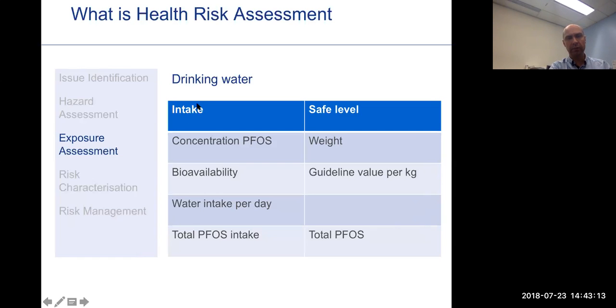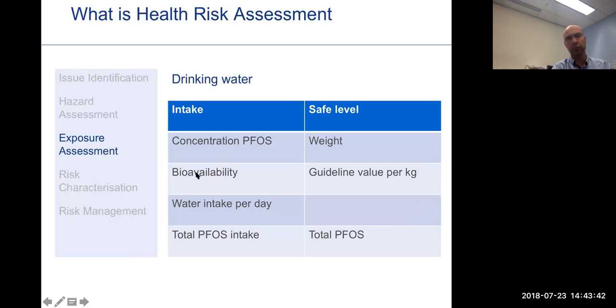What I've got here is a really simple calculation. I've tried to make it simple and neat so you can get the main concepts. On one side I have intake, and on the other side I have a safe level, or the guideline value. On the left, under intake, I have the concentration of PFOS. So that might be in water, where we have 0.5 micrograms per litre of PFOS.